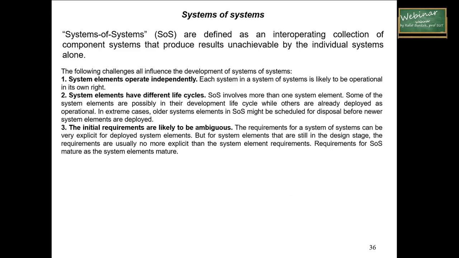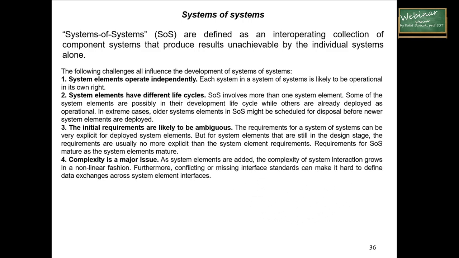The third one is that the initial requirements are likely to be ambiguous. The requirements for the system of systems can be very explicit for deployed system elements. But for system elements that are still in the design stage, the requirements are usually no more explicit than the system elements' requirements. Requirements for the SoS mature as the system elements mature.